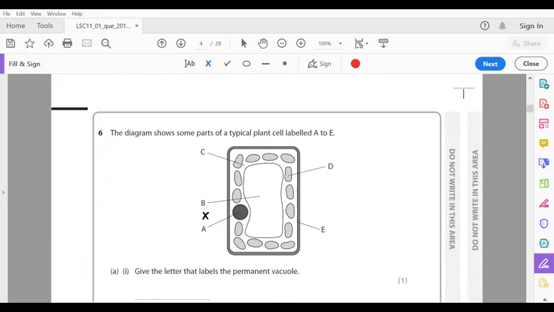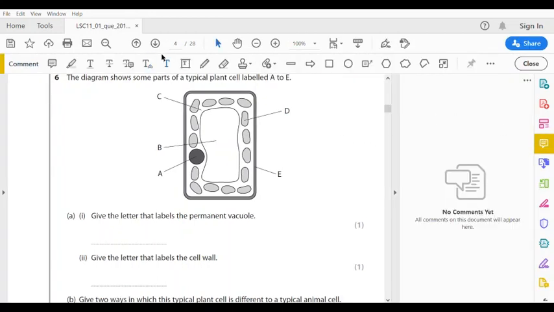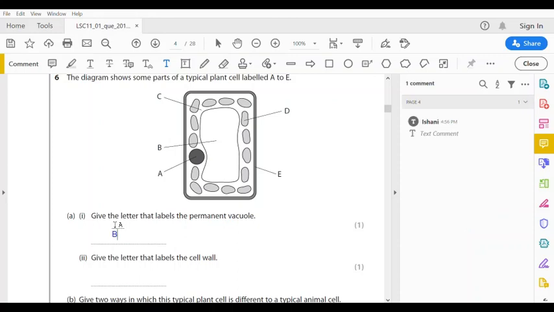Sixth question, the diagram shows some parts of a typical plant cell labeled A to E. Give the letter that labels the permanent vacuole. So the permanent vacuole is given in capital B. Give the letter that labels the cell wall. The cell wall is given in E.